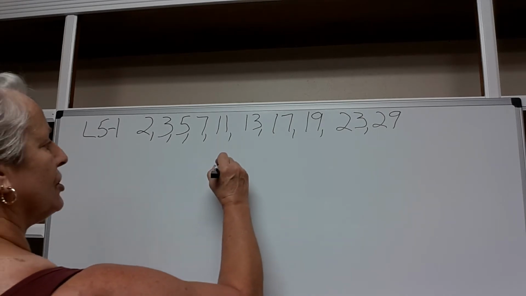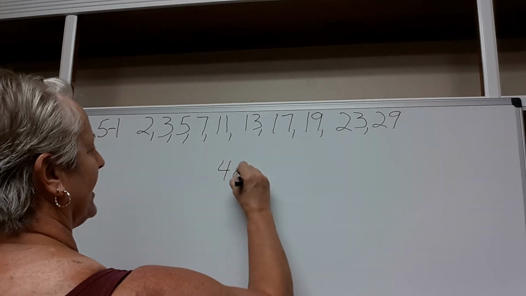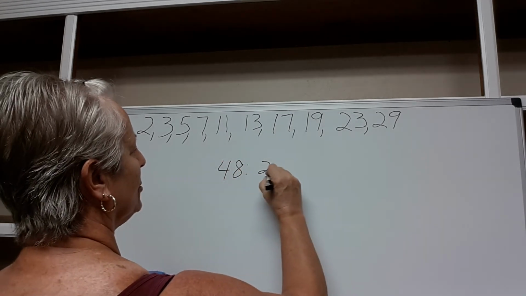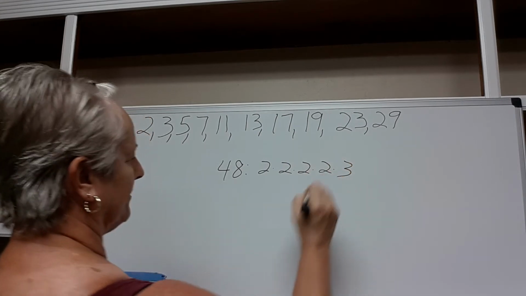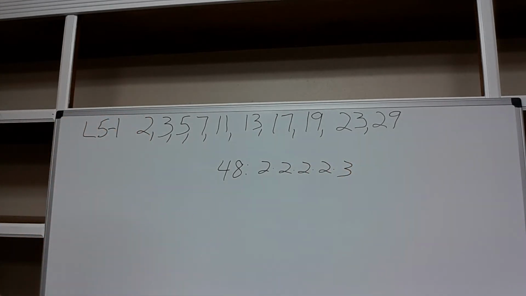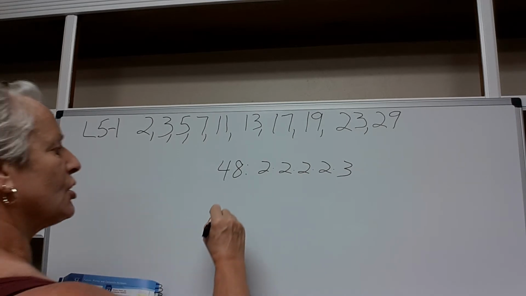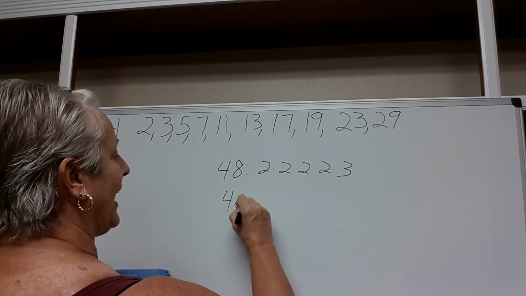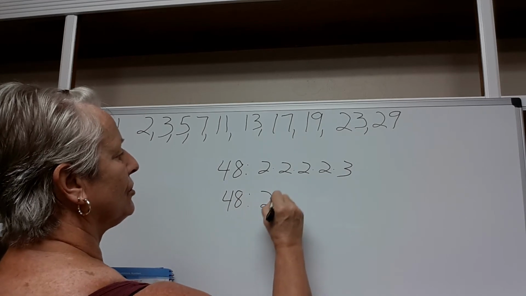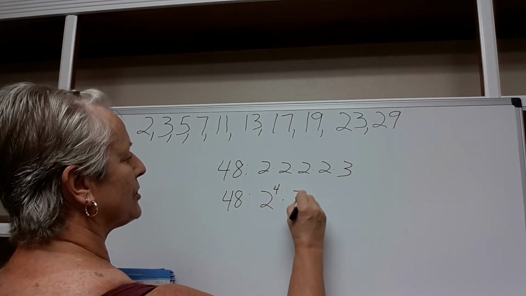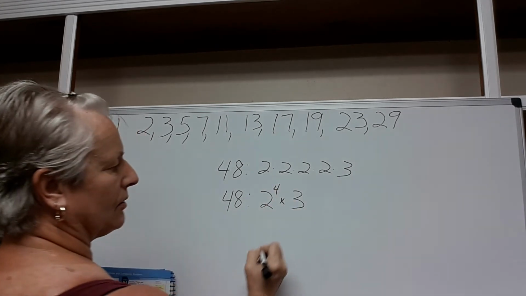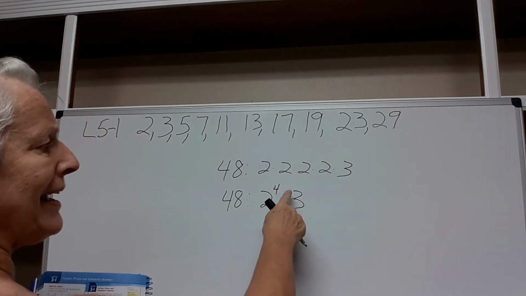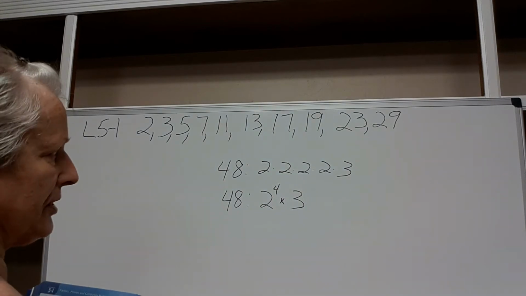Okay, let's go to the number 48 again. And we had 2 times 2 times 2 times 2 times 3. You can also write this to where it's more compact. So we could also say 48 is 2 to the 4th power times 3. Now you can make the little dot or you can put your X, whatever you want. Don't make your X as large as your numbers.